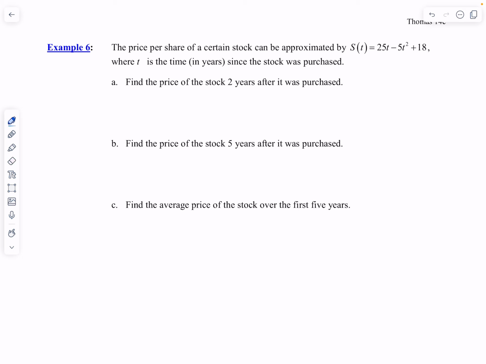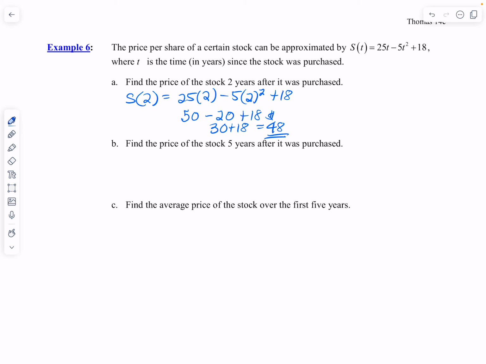So I'm just going to plug this into the original formula. This equals 25 times 2 minus 5 times 2 squared plus 18. So 25 times 2 is 50. 2 squared is 4. 4 times 5 is 20. And I'm going to add 18 to that. So I get 30 plus 18, which is $48. Okay, so that's my first answer.